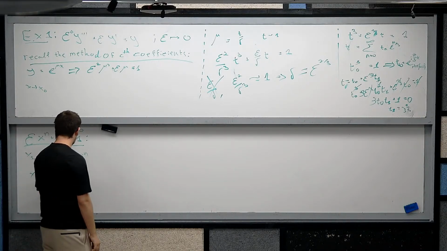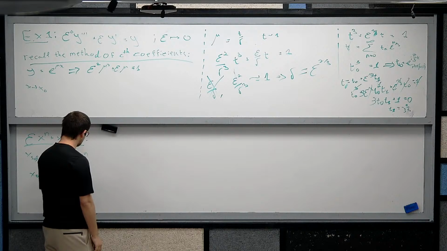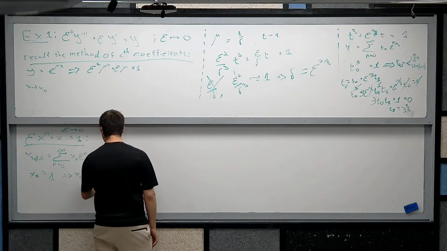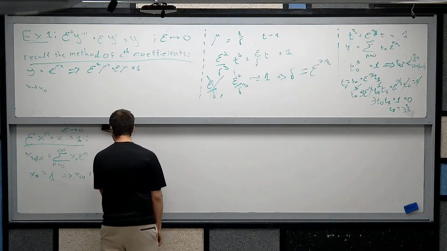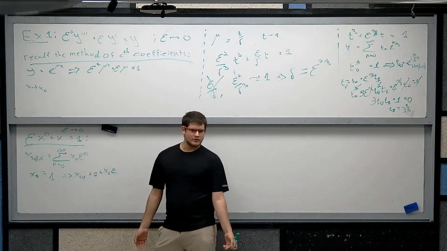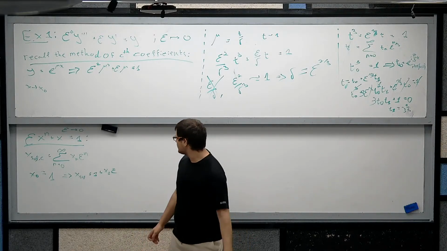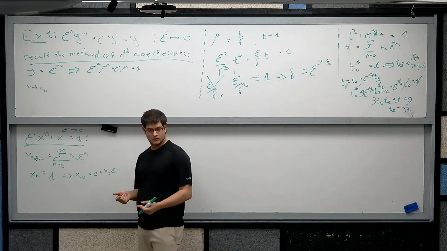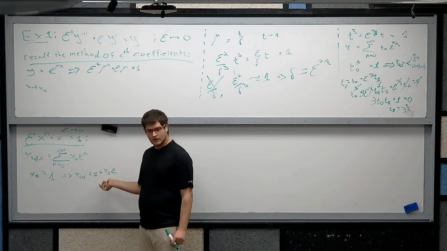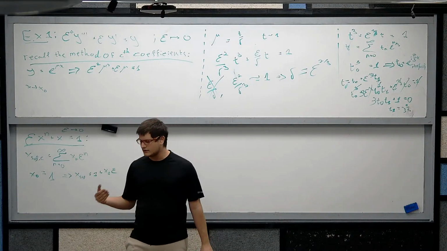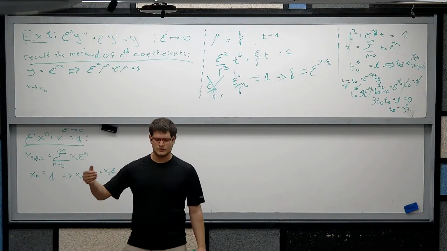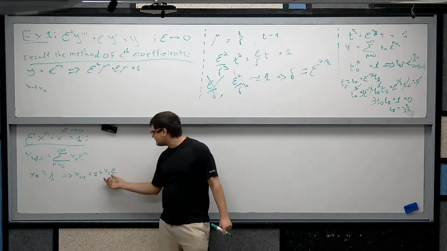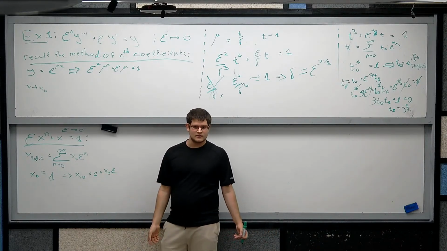Next order, x solution, we will guess 1 plus x1 epsilon. By the way, if you're incorrect about the next term, x1 should depend on epsilon. If you got it right, what will actually happen, if you do the next order asymptotic analysis correctly, you will get that x1 is a constant.